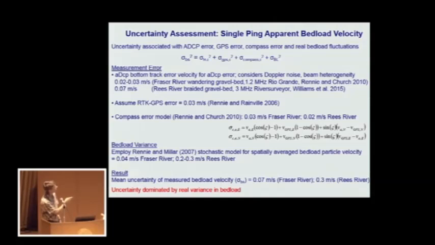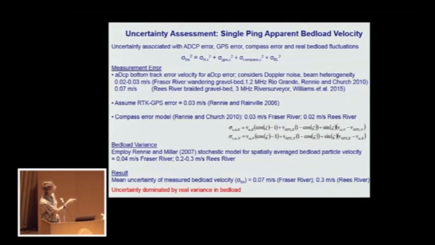The bottom track error we can get from that redundant beam. GPS error I've obtained from my RTK system by doing some measurements of velocity of that GPS. Compass error depends on the degree of error in direction from the compass, as well as the relative velocities of the bed and of the boat from this equation. And lastly, I've used a bed load model, uncertainty model for that parameter.